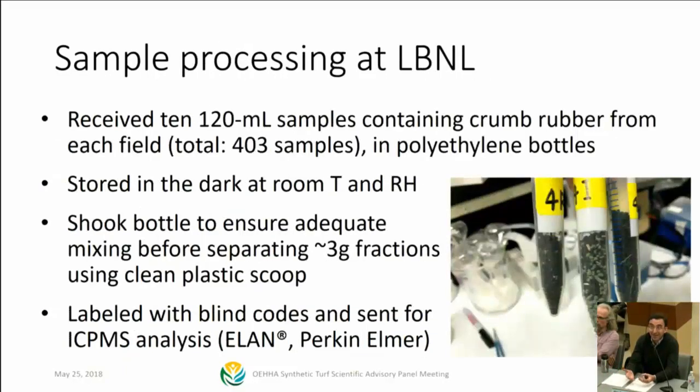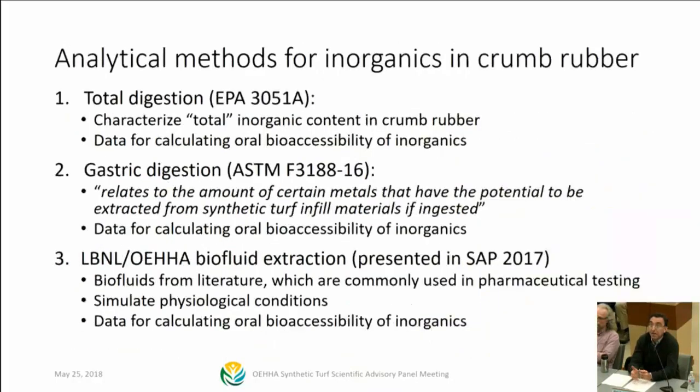Fairly simple. And then at the lab, we store them in the dark under ambient temperature and humidity conditions. From each of the samples that were analyzed, we took fractions of about 3 grams each that were placed in the plastic bottles shown in the photo, which are the same plastic bottles that you have in here to take a look at later. Those were labeled separately with blind codes before the analysis, and the analysis was done by ICP-MS, which is inductively coupled plasma mass spectrometry, at LBNL.